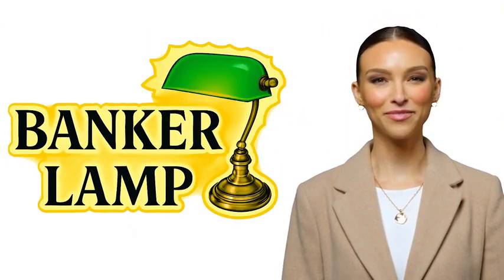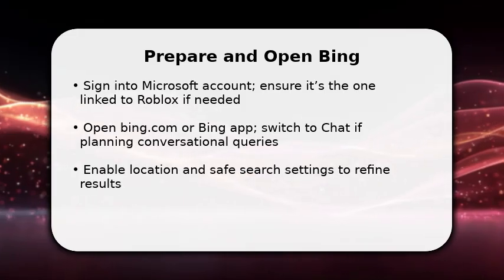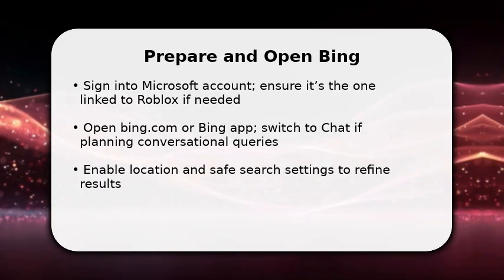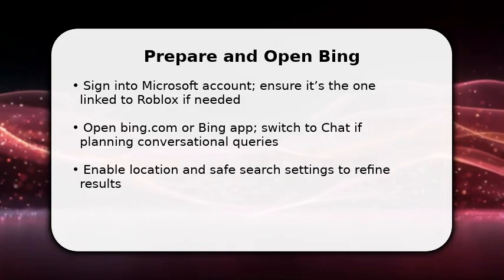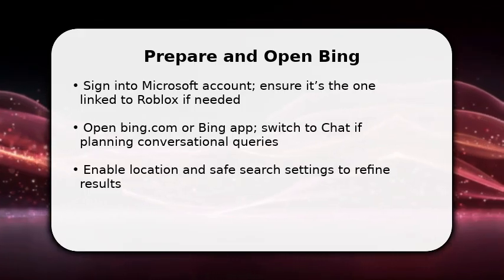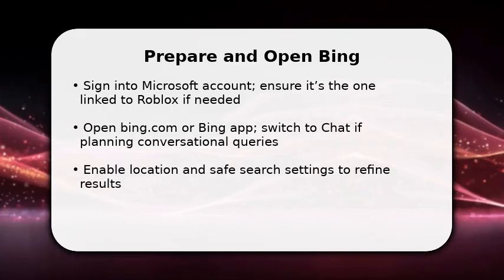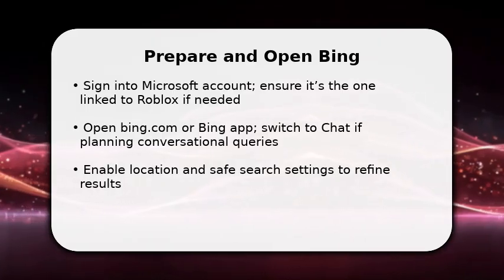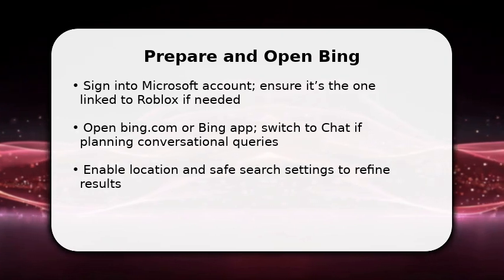Please enjoy the video. You start by signing into your Microsoft account and opening Bing so you can access personalized results quickly. Once done, switch to the chat or search bar and type concise queries like Roblox API tutorial or Roblox Studio Asset Import. Make sure location and safe search are set to get relevant, age-appropriate results. This reduces irrelevant pages. If you plan to use images or code snippets, keep a project folder ready so you can paste or download resources without interruption.